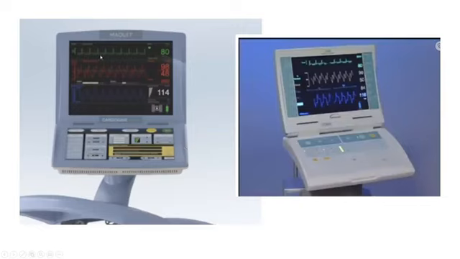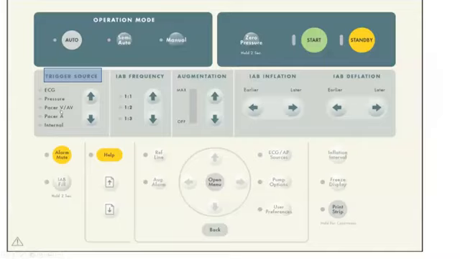This is how the console looks. This is where you get a display of the aortic waveform and the helium waveform. And this is where you can do adjustments on those buttons.